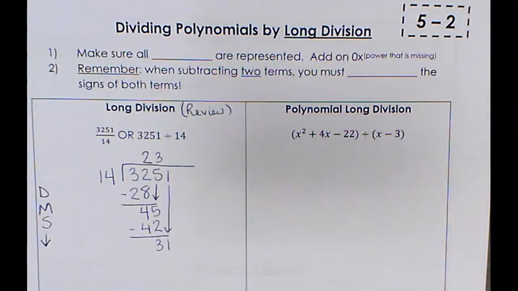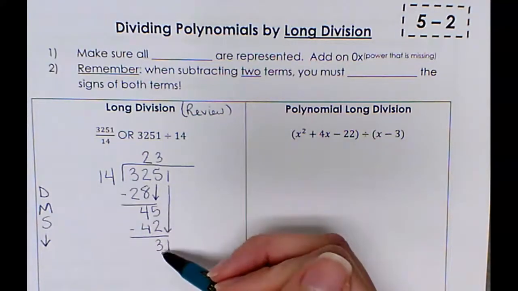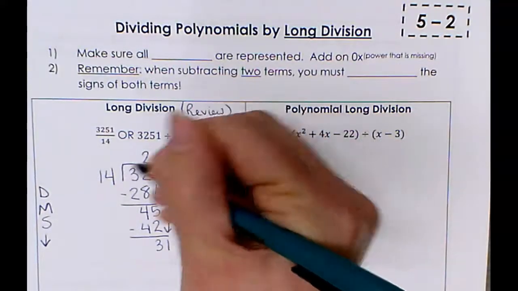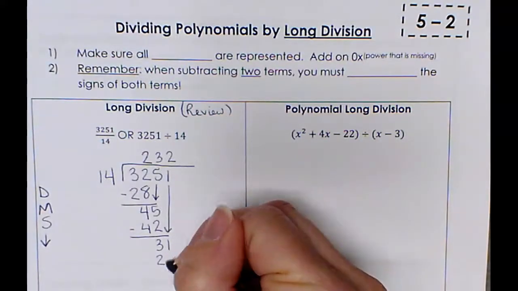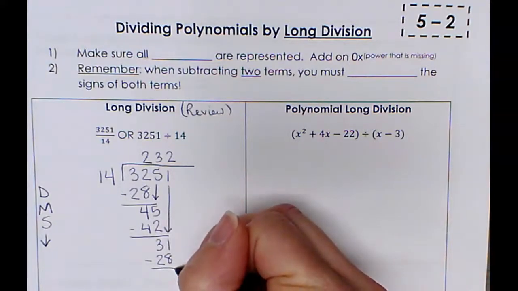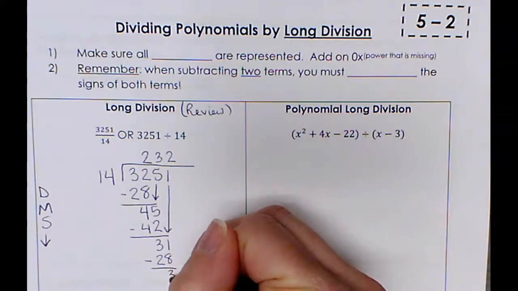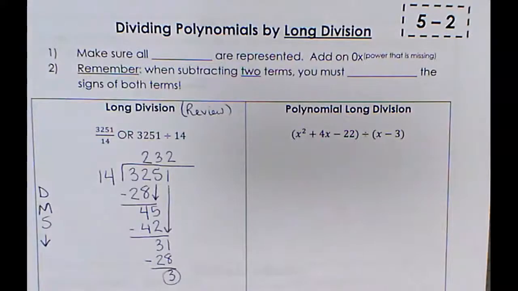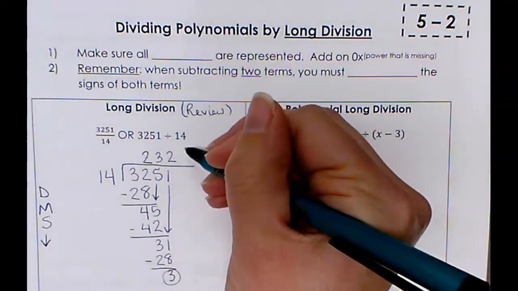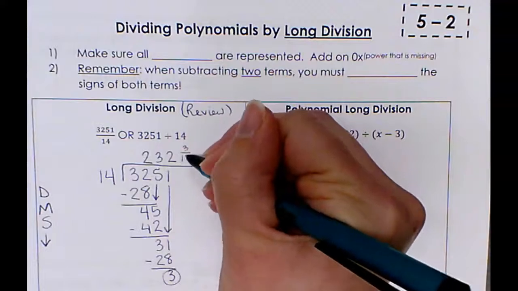Now I start the process over again. 14 goes into 31 2 times. I multiply 2 times 14. That's 28. I subtract 31 minus 28, and I get 3. And there's nothing else to bring down, so this is my remainder, and I write it over what I was dividing by. So this answer is 232 and 3/14.